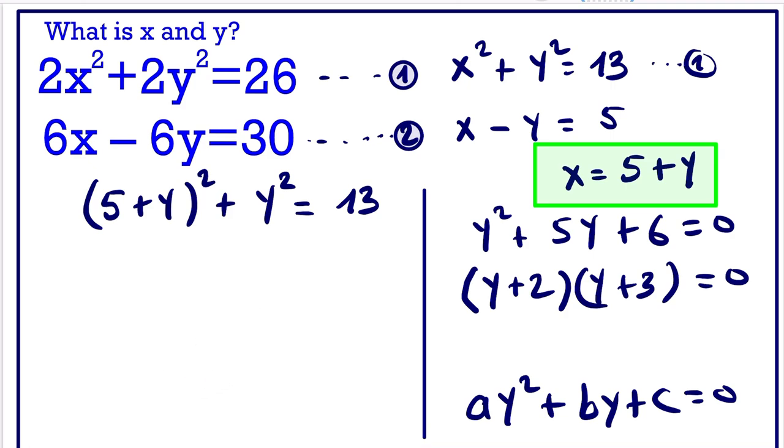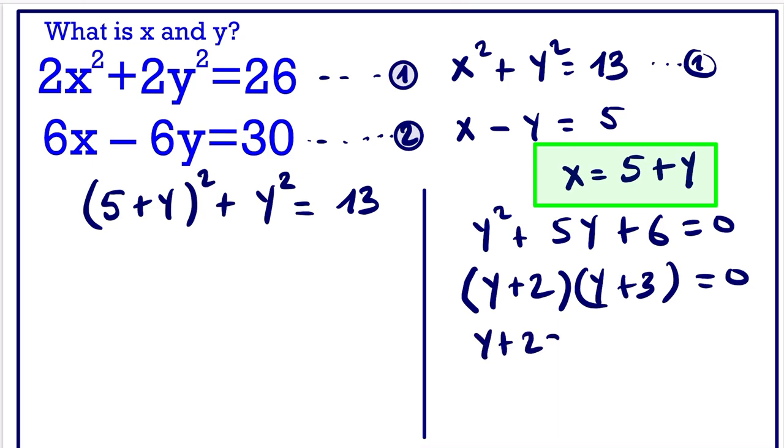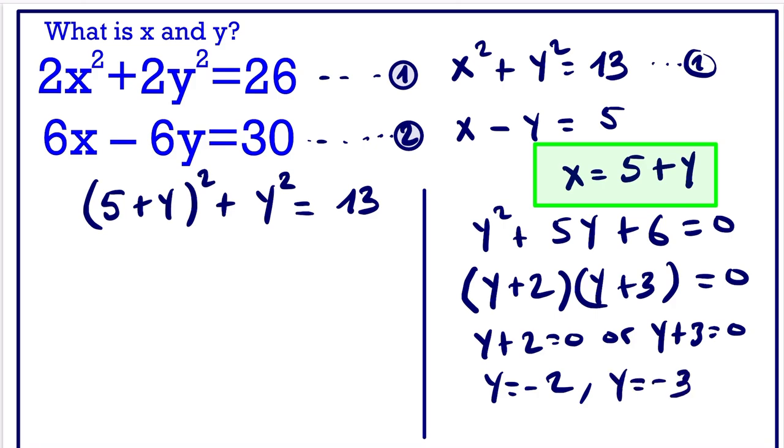If we have that, then we can solve y plus 2 equals 0, or y plus 3 equals 0. Plus 2, when it crosses, becomes minus 2. So y will be equal to minus 2, and y will be equal to minus 3 as well. After having these numbers, we have the two values of y, so we need the values of x.